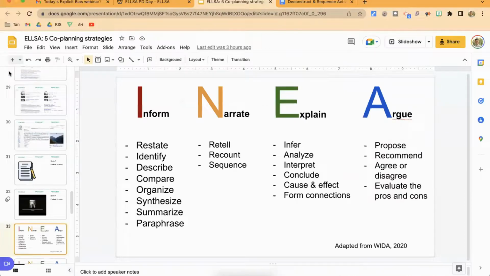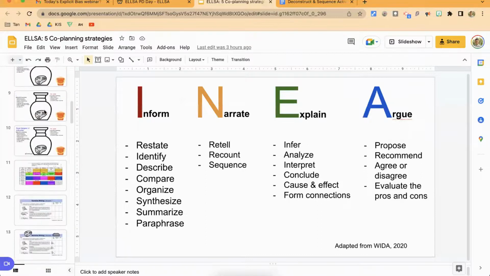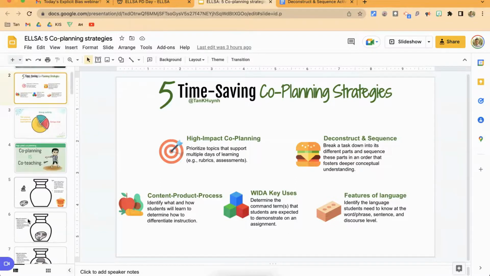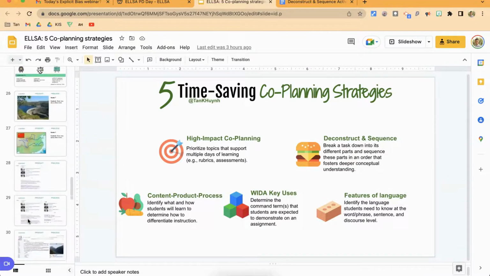So let me just review for those who just came. We looked at high-yield co-planning, meaning focusing on the assessment. We deconstructed the assessment. And then we looked at content, product, and process. I'm going to help move to the next part, which is called WIDA key uses. And this is thinking about what's the language that's involved in the assessment. So let me go here for you.